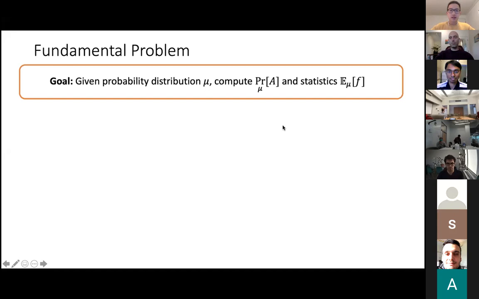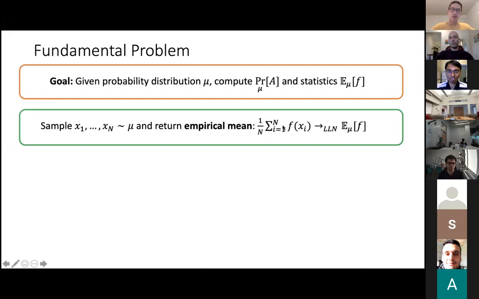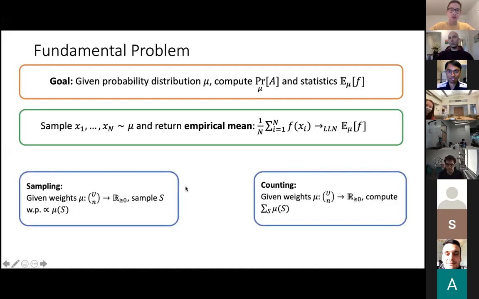Now, the common approach to do this is to draw a whole bunch of samples from your distribution mu, and then return the empirical mean, and hope that the law of large numbers lets you say that you can get an accurate estimate if you take enough samples. And so the question is, how do you do the sampling? A very related problem is how do you do the counting? Typically, these distributions mu are given to you in unnormalized form, and so a related problem is to compute the normalizing constant for these distributions.